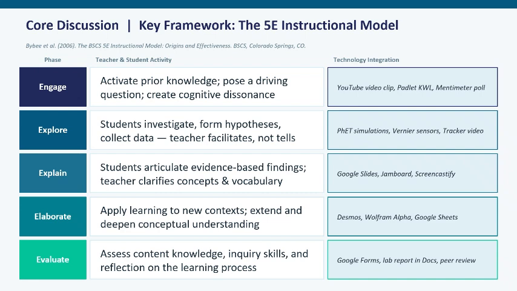In explain, students present evidence-based explanations via Google Slides or Jamboard, and the teacher clarifies key concepts. In elaborate, Desmos or Google Sheets push students to apply understanding to new problems. And in evaluate, a Google Form quiz or peer-reviewed lab report assesses both content and inquiry skills. Together, the 5E model and technology create a structured yet student-driven learning experience.